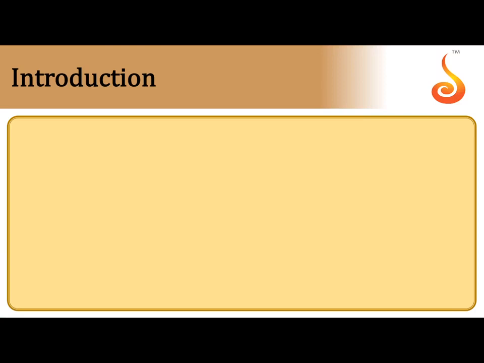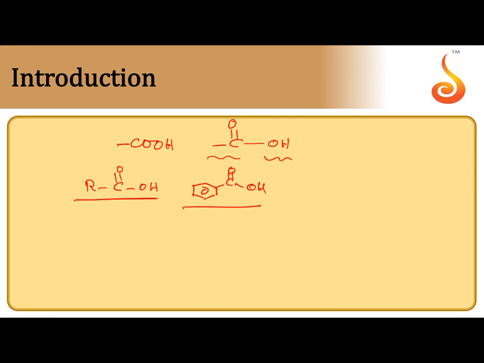Carboxylic acids and derivatives. Organic compounds containing the carboxyl group are called carboxylic acids. The carboxyl group is made up of two functional groups. One is the hydroxyl group, the other one is the carbonyl group. So when both are connected, we get the carboxyl group. So these are represented as RCOOH. Maybe an arene ring is also attached to the COOH. So aromatic carboxylic acids, aliphatic carboxylic acids.